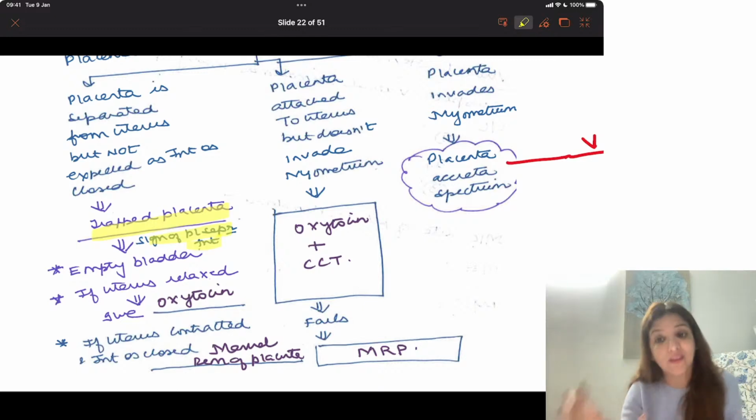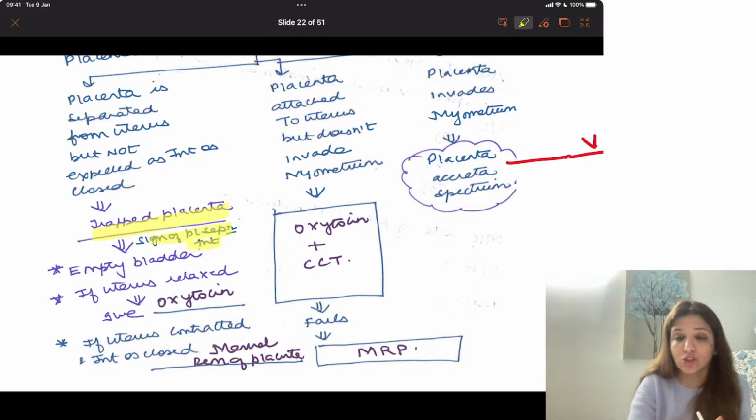If the uterus is contracted and the internal os is closed, so in spite of the uterus being contracted the placenta is trapped inside, then in that case I'm going to go for manual removal of placenta.